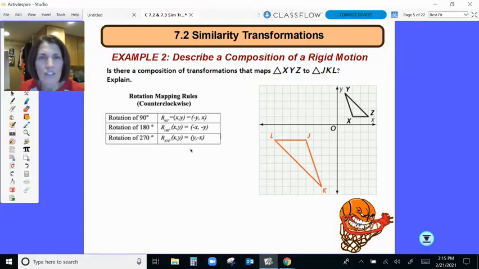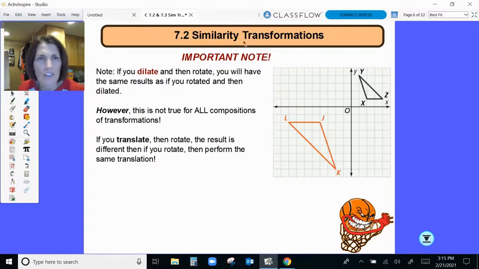Okay? And so that's how I can describe that particular rigid motion, the dilation of 2 and then a rotation of 90 degrees. So right here, note that I can dilate and then rotate, and I'll have the same result. However, that doesn't always happen. If I translate and then rotate, I'm going to end up with a completely different location for my triangle. So be careful with that. I cannot translate and then rotate and then do the opposite and have it be the same thing.